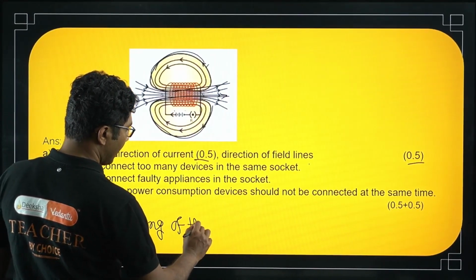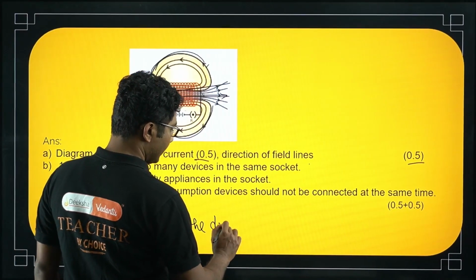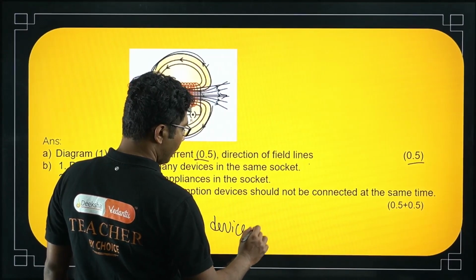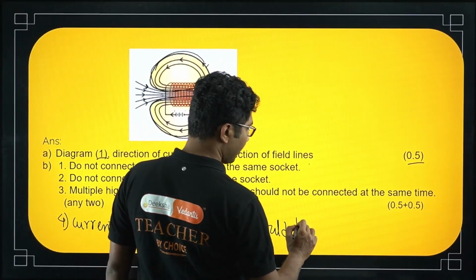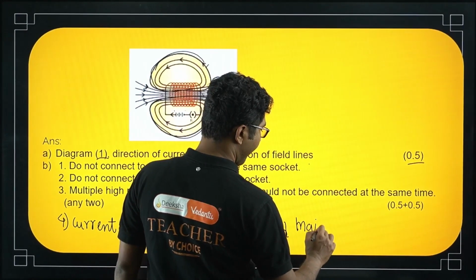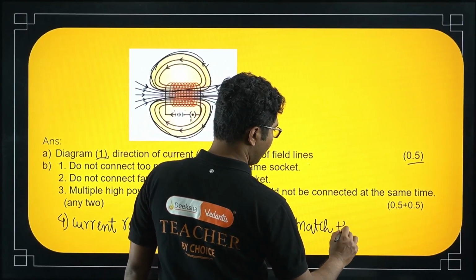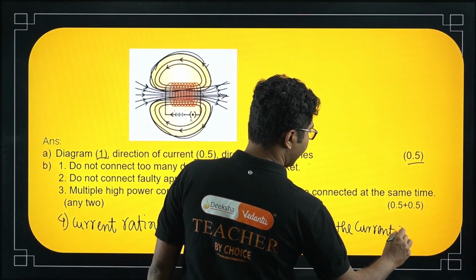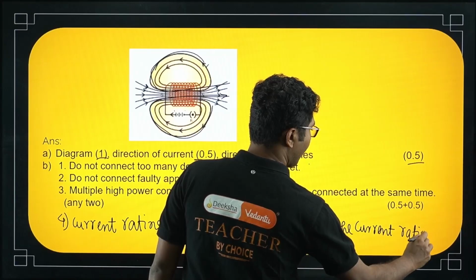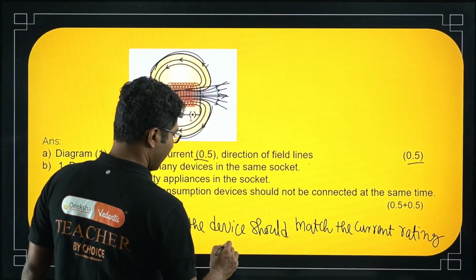of the device should match the current rating of the socket.